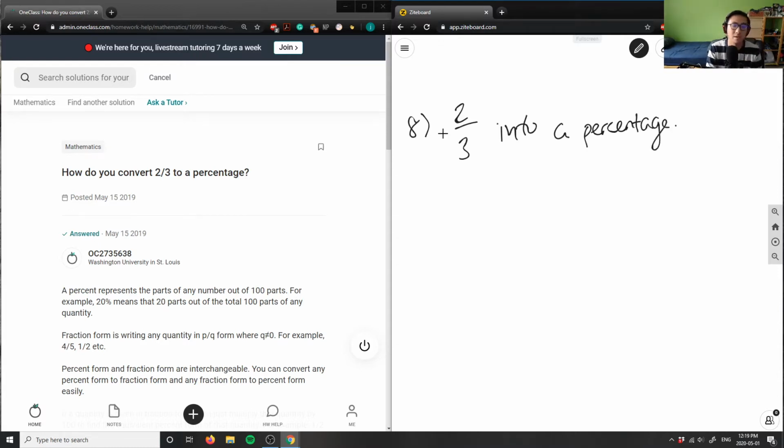So basically, I would take 2/3 and multiply it by 100% to figure out the percentage, right? Percentage just means 100%. So I'm taking 2/3 and multiplying that by 100% in order to figure out how much percent that is, right?